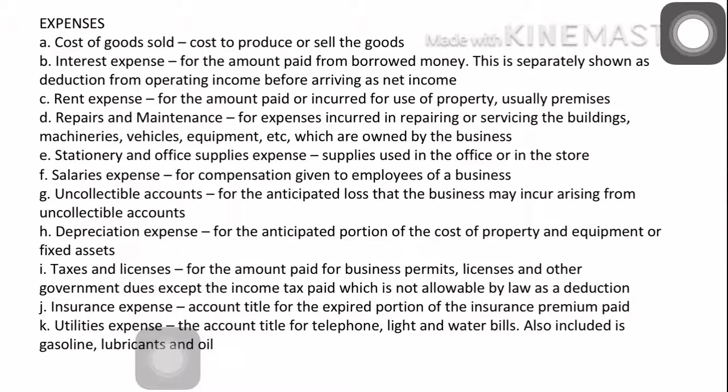So, expenses, cost of goods sold or sell the goods. Mga nagasto nimo sa pagpalit nimo goods. Next is interest expense for the amount paid from borrowed money. This is separated as deduction from operating income before arriving at net income. So, kanina siya is payment sa interest na gihiram na money.